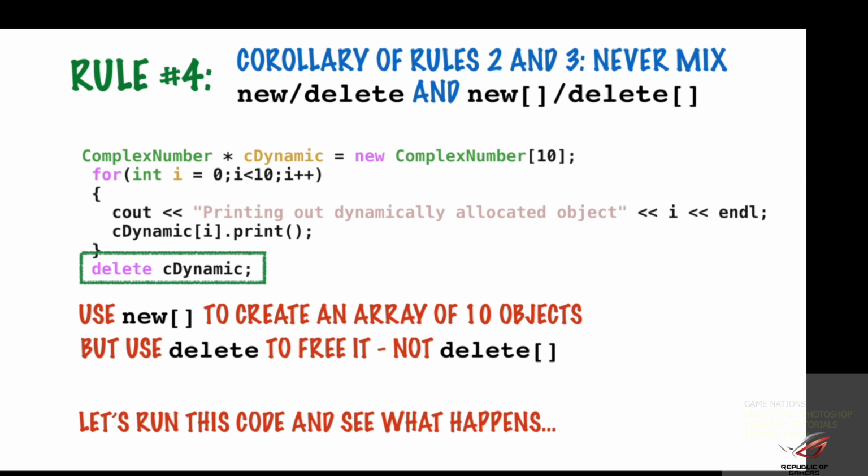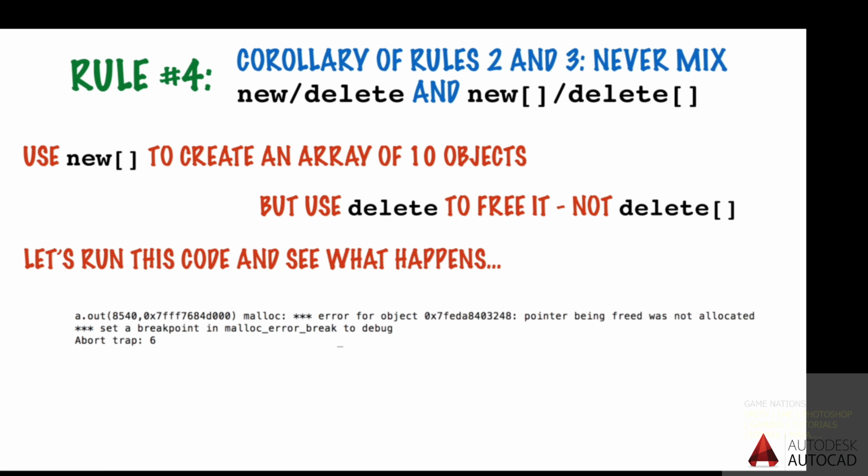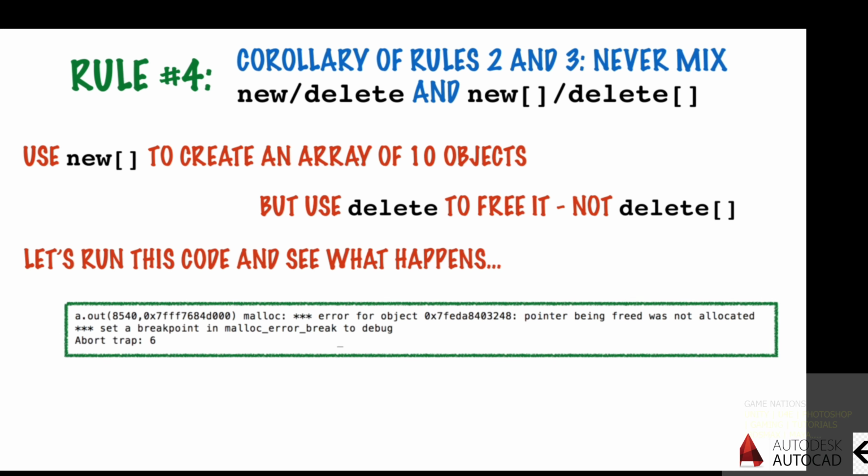You can try this for yourself. You'll see an output which looks something like this. Error for object blah: pointer being freed was not allocated. It basically just throws an error. You cannot compile and execute this bit of code. That's because the new using the array new does not match with the simple delete. You can't mix and match those. This is easily demonstrable.